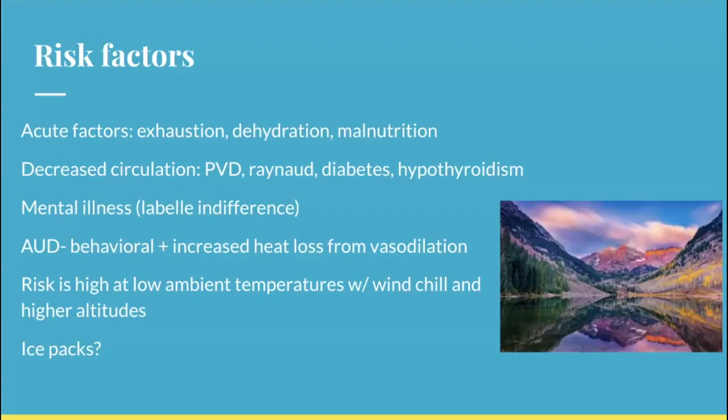Any chronic conditions with decreased circulation, so peripheral vascular disease, diabetes, Raynaud's, and then mental illness, so patients with psychiatric conditions who may not notice a difference in their extremities. With alcohol use disorder, there's kind of that same thought process. And then there's also a thought that you have vasodilation and increased heat loss that further predisposes you to getting frostbite. And the risk is highest at low ambient temperatures with wind chill and higher altitudes.